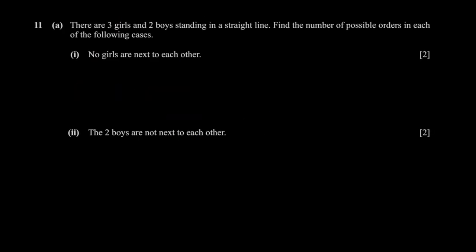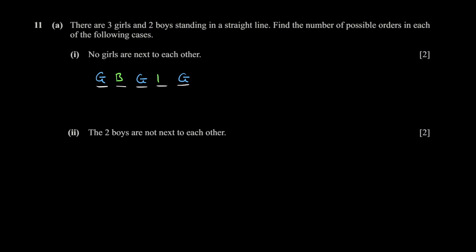Okay, question 11. There are 3 girls and 2 boys standing in a straight line. Find the number of possible orders of the following cases. No girls are next to each other. Well, let's draw it out. Okay, so 1, 2, 3, 4, 5. Now, if no girls are next to each other, that means the girls have got to go here. Okay, and then the boys will have to go there.